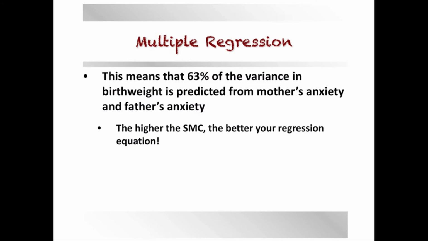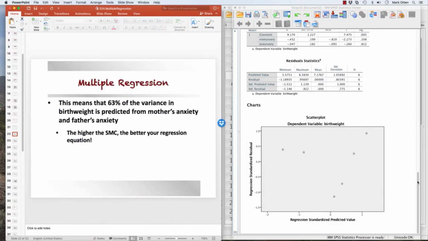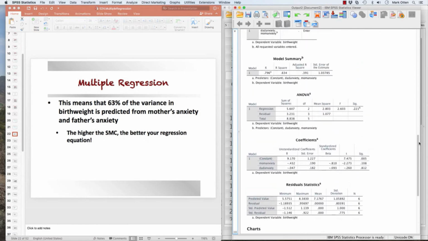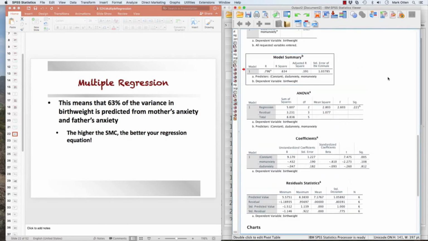The interpretation here is that 63% of the variance in the dependent variable, birth weight, is predicted from the mother's and father's anxiety. So the better your regression equation is, the higher the SMC or R-squared value. And we actually found this already in SPSS. If we just scroll up a little bit, right in here, model summary. You could have grabbed that back when we did the regression originally, the model summary R-squared 0.634 there. And that's again based on both IVs.